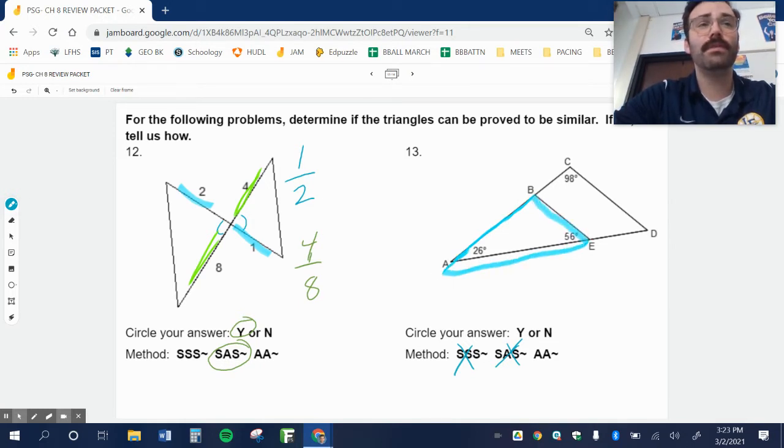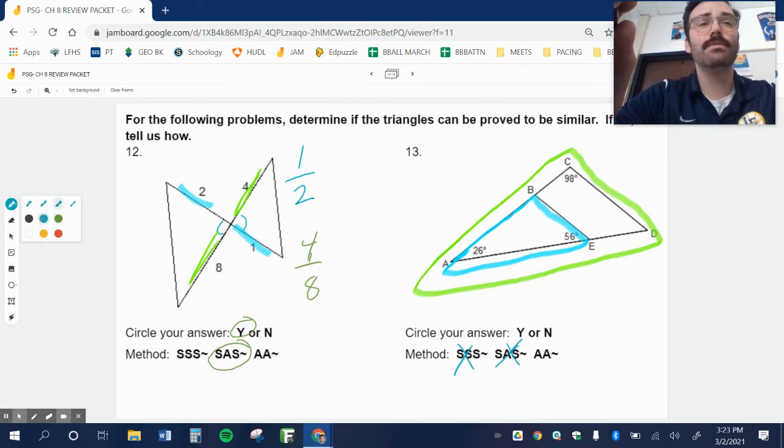And I apologize for not writing the letters out for you for these first 2. I promise you'll get the letters on the actual assessment.